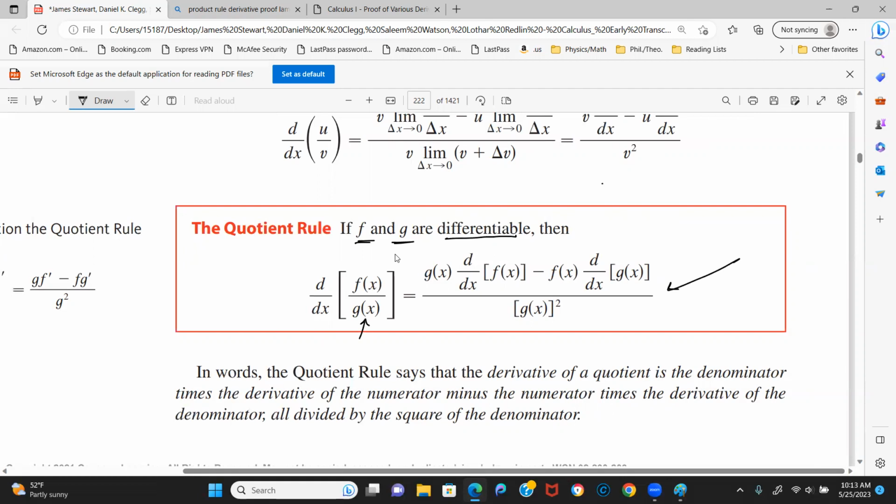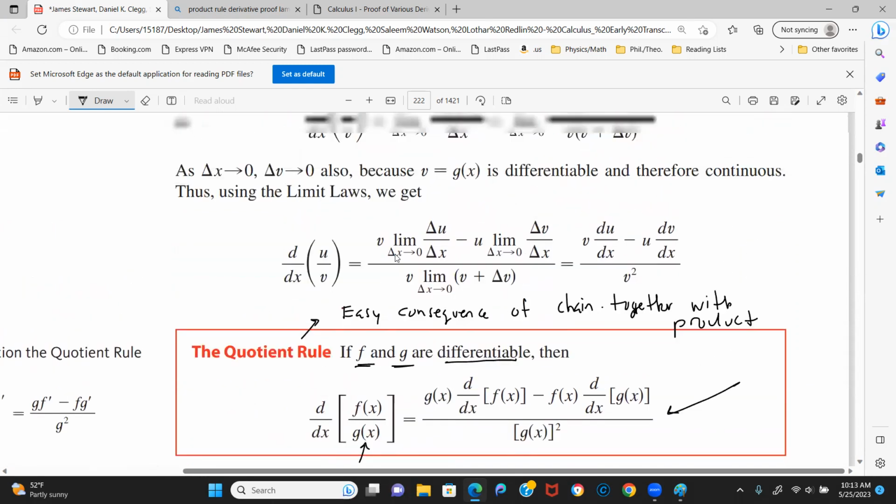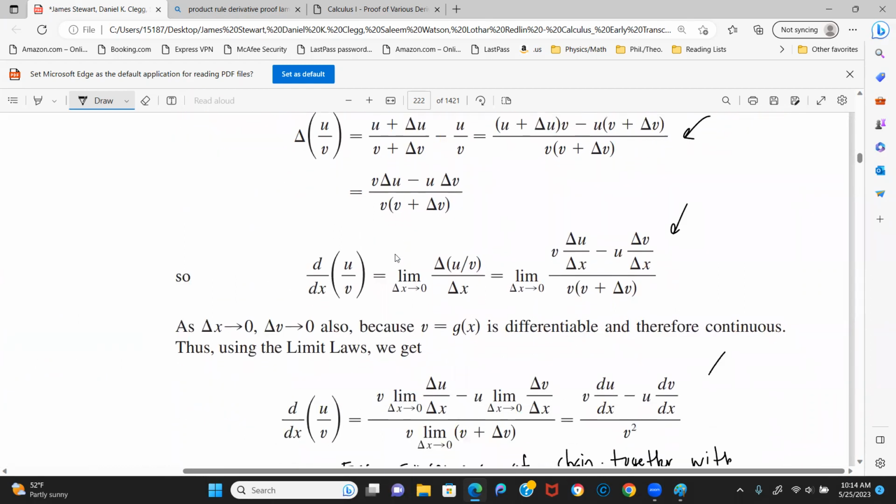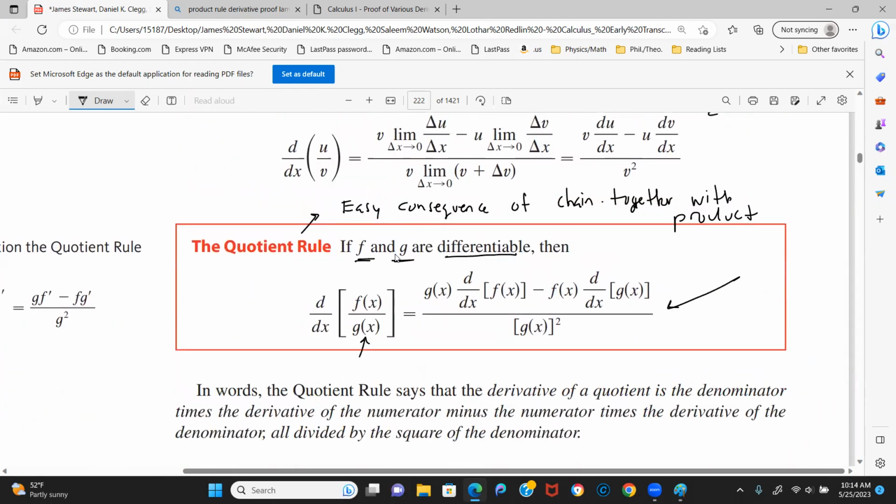Now, this looks a little complicated, but once you know the chain rule, this follows from, I'll say this is an easy consequence of chain rule together with product rule. And you can avoid all this nonsense right here. This is all way too complicated, way more complicated than it needs to be. It's like I said, it's like one line. Once you know the chain rule, it's trivial.